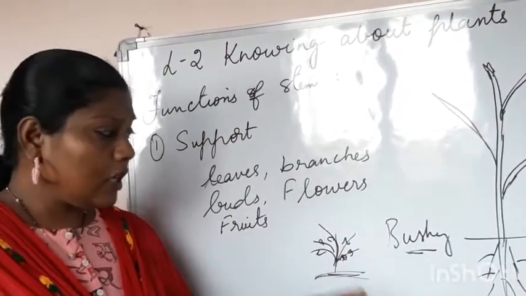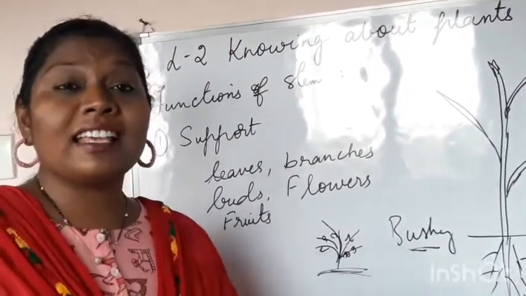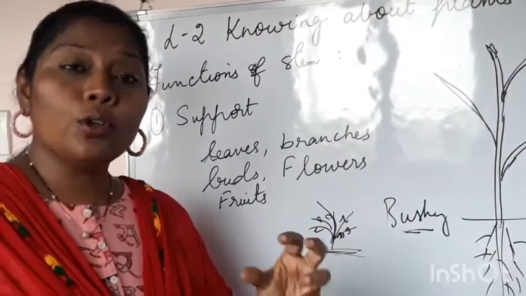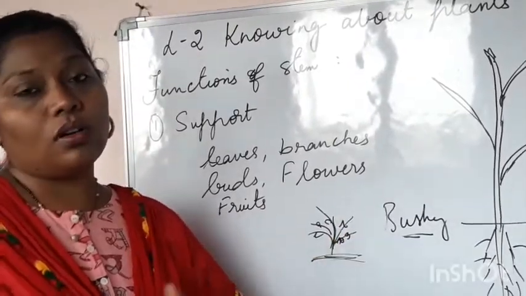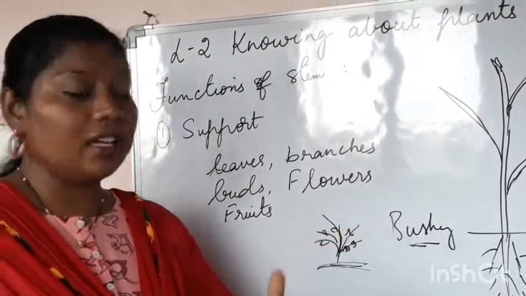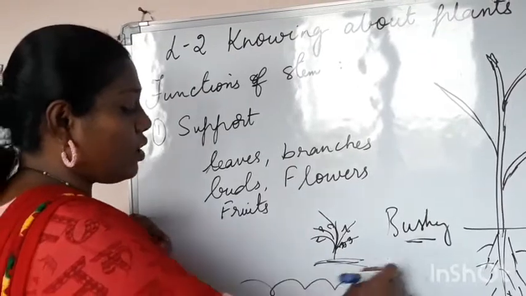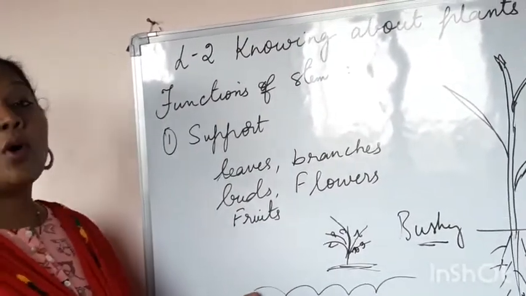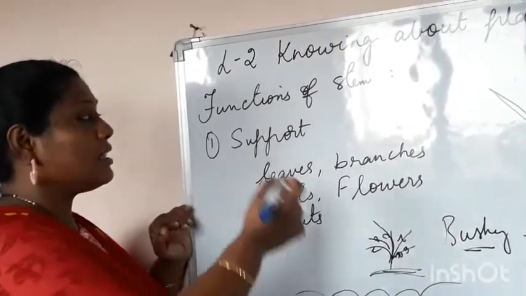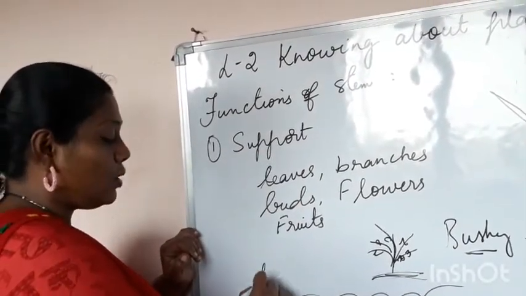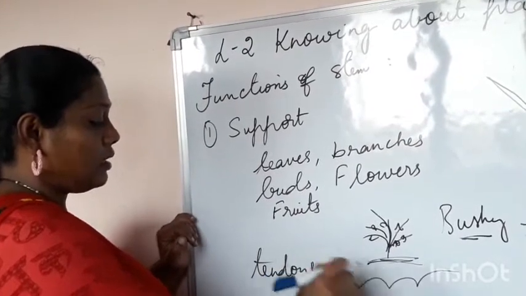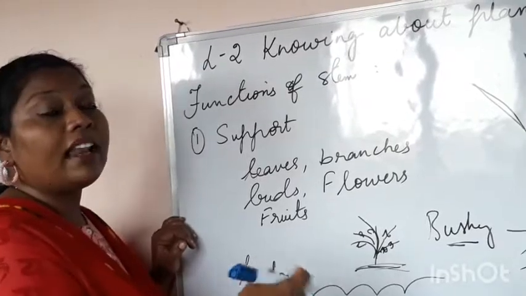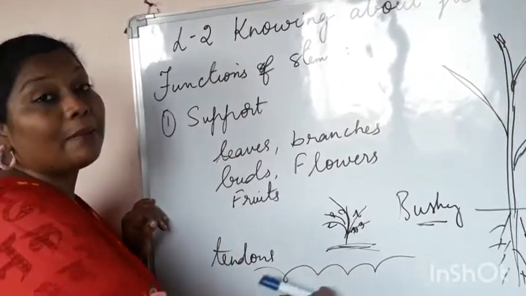Now, in the case of weak plants like the climbers, they run on the ground. Generally the stems of the climbers are weak like this. So to give support to these climbers, the stem is modified into tendrils, to give extra support to the weak stems.